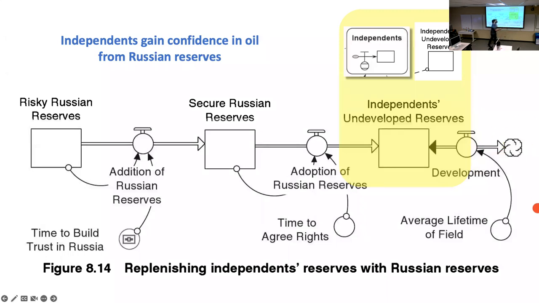So even though it looks like this is going back, this is actually going forward and saying that there's, again, a time constant. Some of these undeveloped reserves, if you don't use them, you lose them. So they'll actually sort of decay over time. So this is modeling the adoption, the very long delay of adding oil, and then the loss of oil just due to natural decay of those resources.